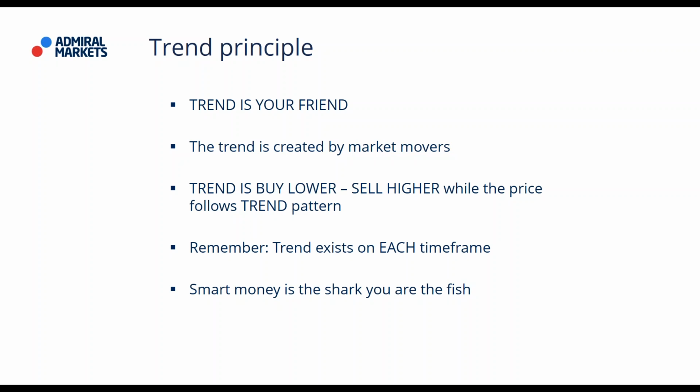Even if your accuracy is not that high, by applying good money management, you still can be successful in trading. Now, trend is always buy lower, sell higher, while the price follows the trend pattern. So guys, remember, always when the trend is up, you want the price to be oversold. When the trend is down, you want the price to be overbought. So you want to buy lower and sell higher.